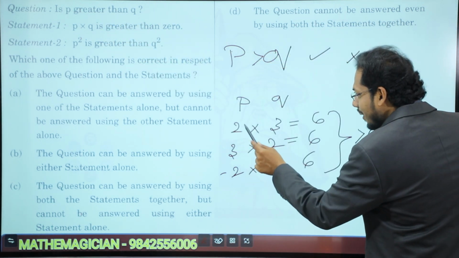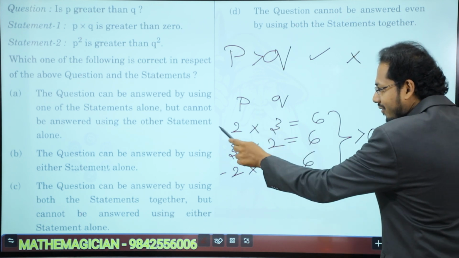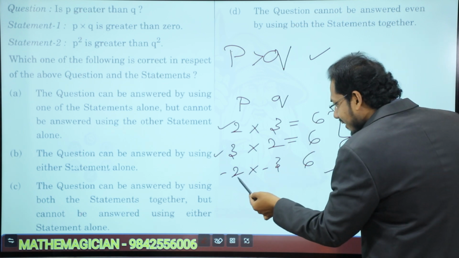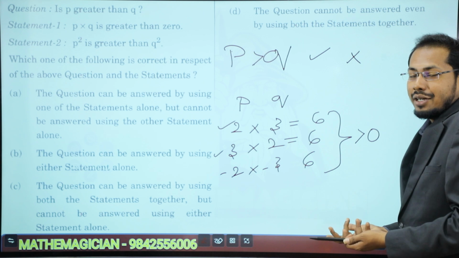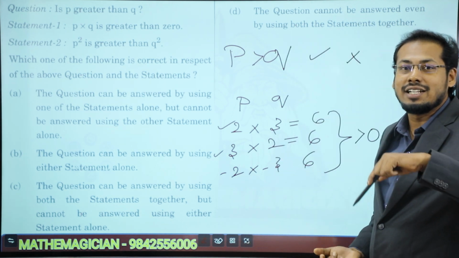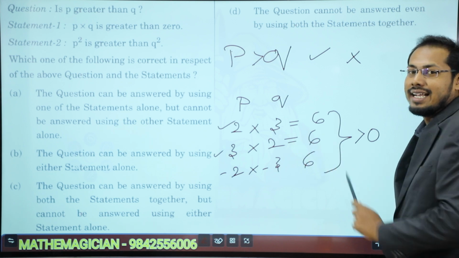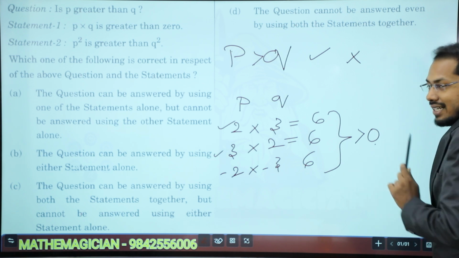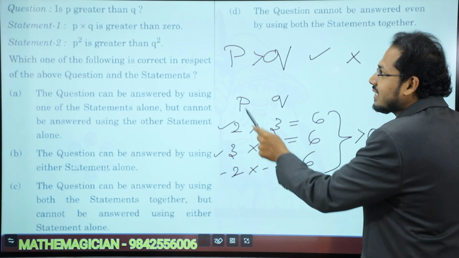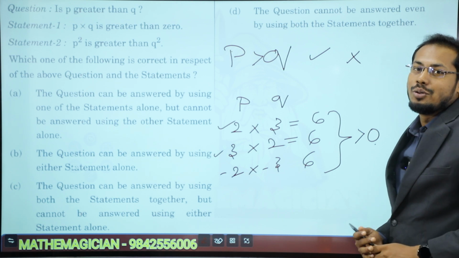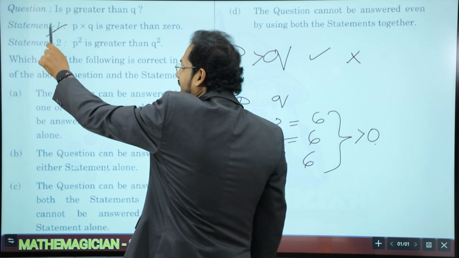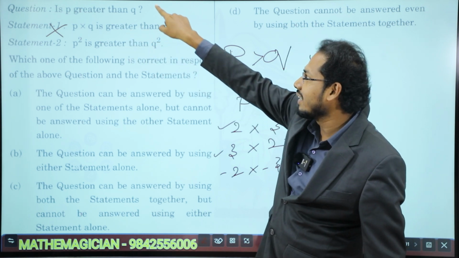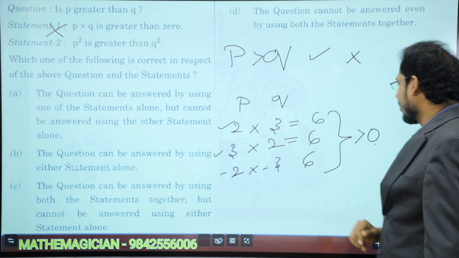Look at this. Here P is less than Q in the first, and in the second one P is greater than Q. And here it is negative values. So still I can't confirm whether P is greater than Q or P is less than Q, because I got both answers. Using this statement I can get a more-than-0 answer, but those numbers don't tell whether P is greater than Q or not. So this is not right. This is not the formula. They gave one formula; using this formula, can I get the answer? No. Let's go to the next one.